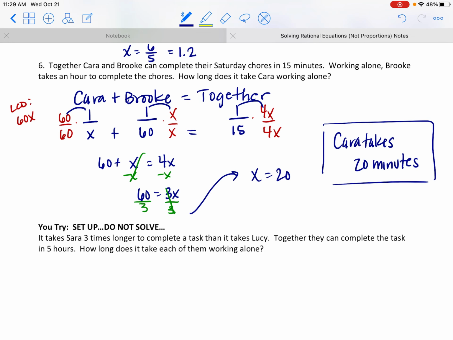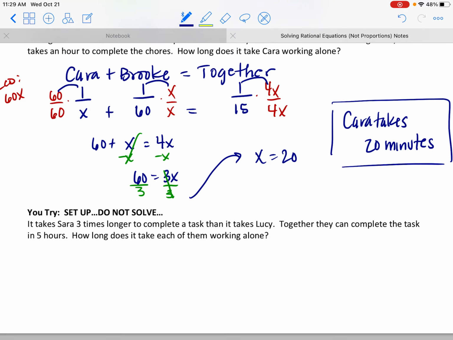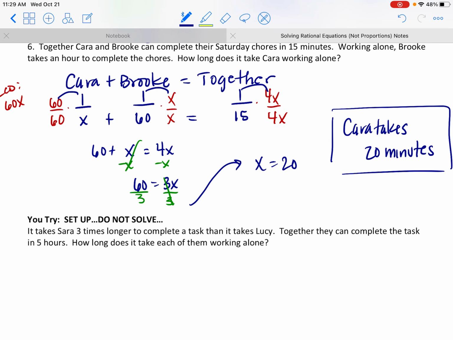Okay, last one here is one for you to try. Just to save time, you're not going to go through all the solving. We just want to try the setup. I think that's the harder part of this. So if you want to pause and give it a try, just try to set it up, okay? Don't worry about the solving. So it says it takes Sarah 3 times longer to complete a task than it takes Lucy.